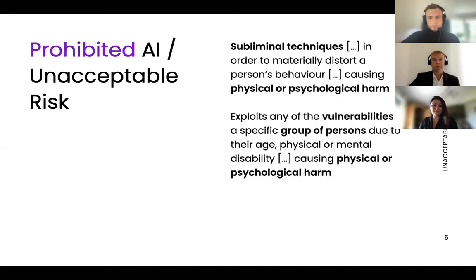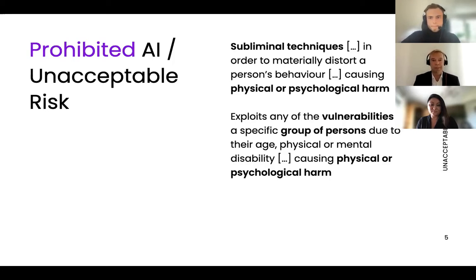So let's get started with the most restricted group of AIs, and these are the prohibited AIs. As I said, these are the AIs whose risk is considered unacceptable for European Union citizens. The regulation has defined four different groups that together form these prohibited AIs. You see the first two definitions on this slide, and you will be seeing the other two groups on the following slide.